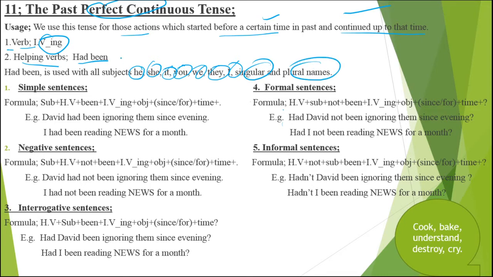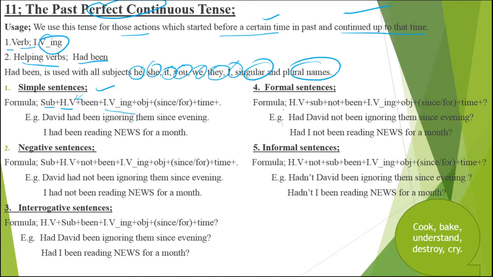After that, we have got, as usual, the simple sentences. What are simple sentences? Those sentences which make a simple statement are called simple sentences. The formula is subject, helping verb plus been. As I told you in present perfect continuous, they are written separately because here not will come between them, and here the subject will come in between them. So in interrogative, negative, formal and informal sentences they are separated. That's why you'll be writing them separately.